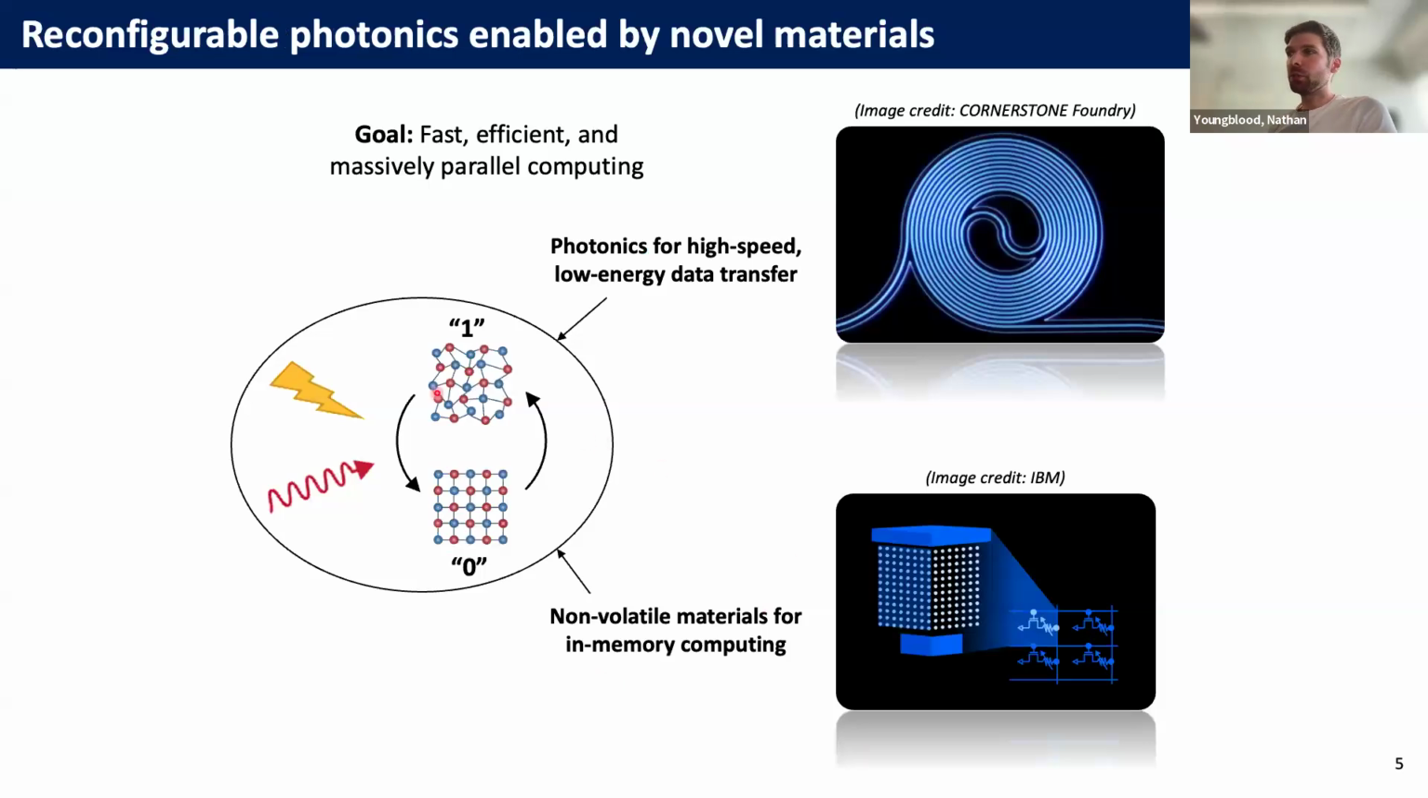So our particular flavor is that we are looking at non-volatile materials combined with integrated photonics to achieve fast, efficient, and massively parallel computing. So we can make use of the high bandwidth optical interconnects and the non-volatile materials used typically in electronic crossbar arrays and do something that is hopefully useful and interesting in terms of AI computing.